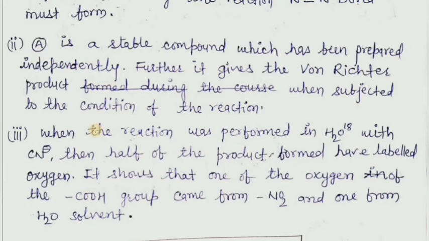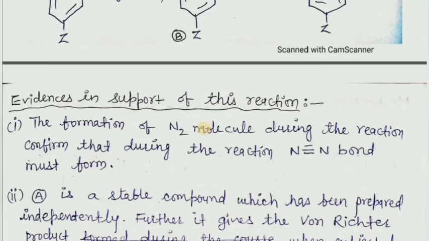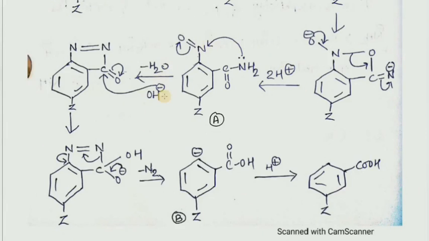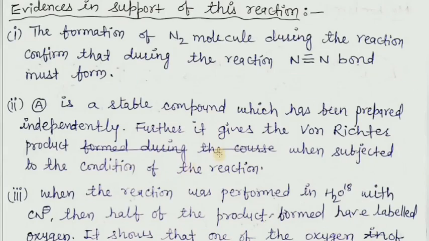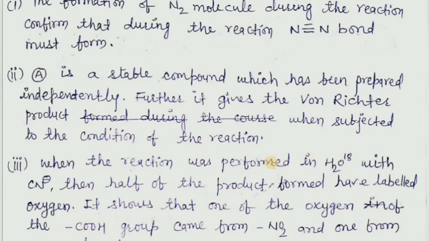Number 2, here this A is a stable compound which has been prepared independently. Further, it gives the von Richter product when subjected to the conditions of the reaction. So this A is formed during the reaction and it is stable. So when we introduce the reaction conditions, it will form the main product.